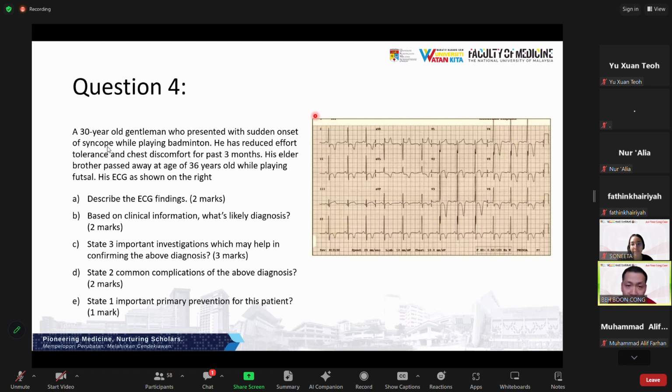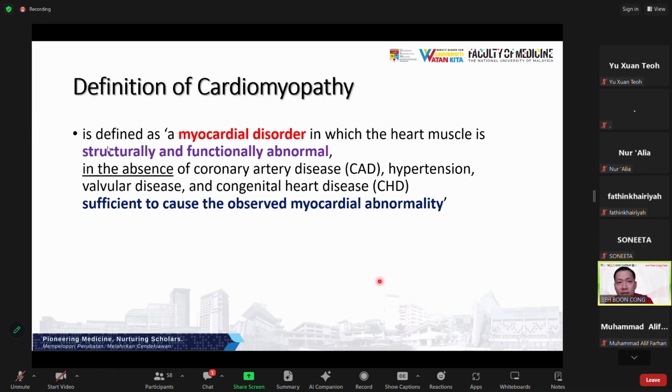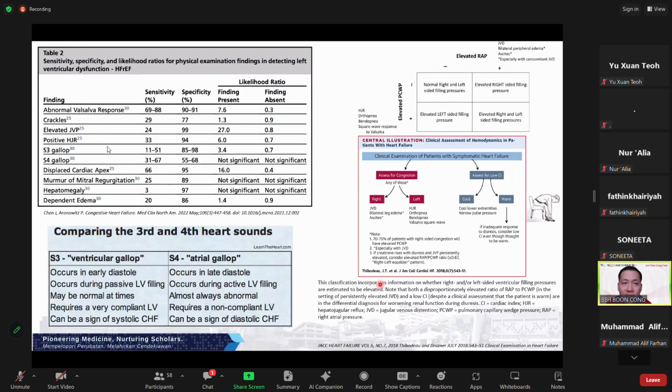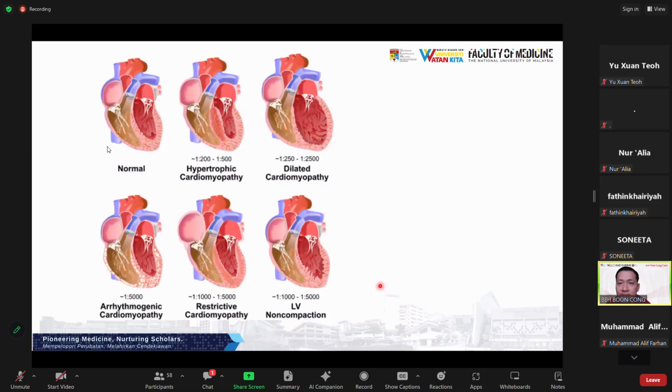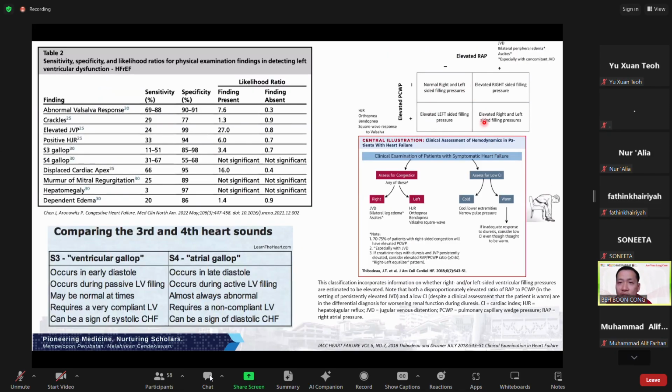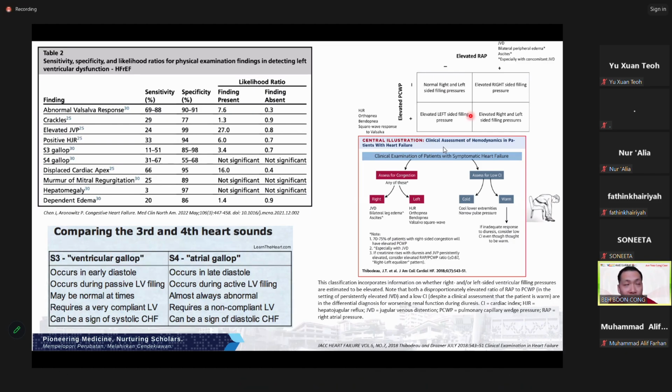So if the patient presents like this, it depends on which timing you are seeing the patient, and you treat based on the patient's condition. For example, if the patient is wet, you need to give diuresis. If the patient is cold, meaning the perfusion is not good, you need to start some inotrope to support. So it all depends on how the patient presents.